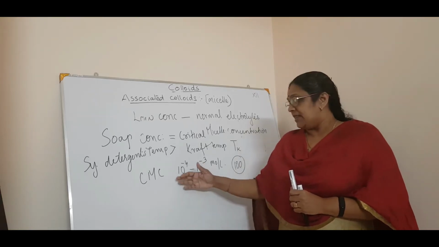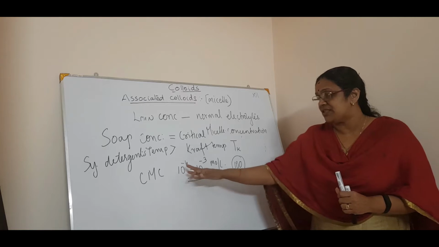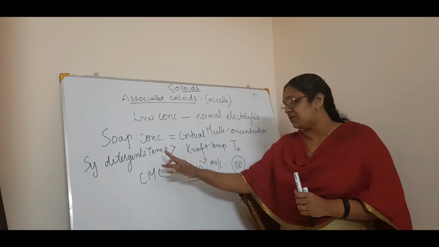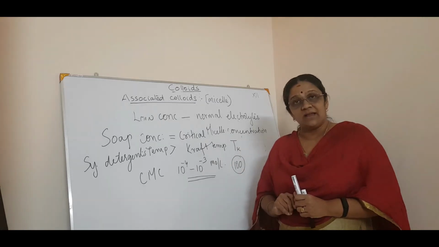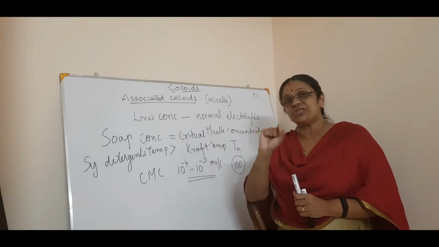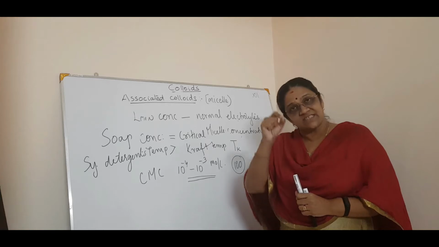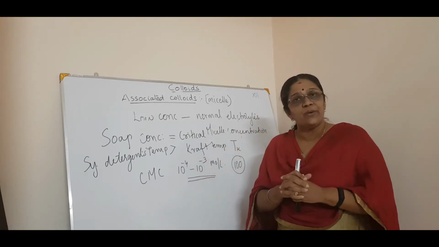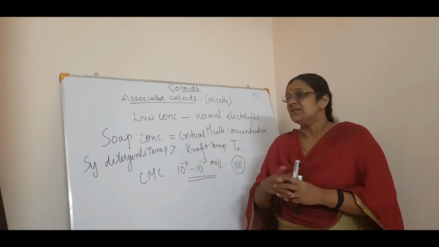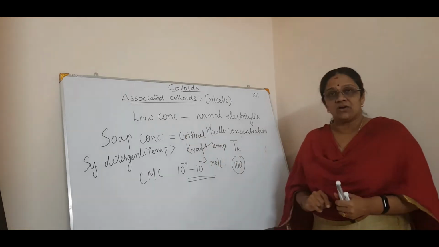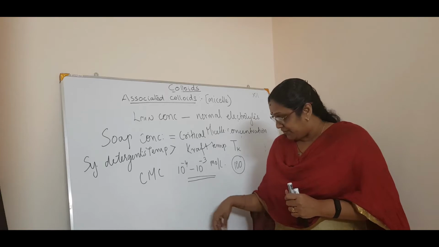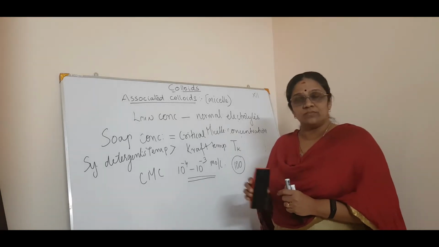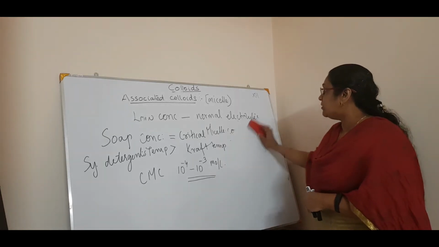Then the critical micelle concentration of soap is 10 raised to minus 4 to 10 raised to minus 3 mole per liter. And again, on dilution, these micelles get destroyed and form the individual ions. So this is about associated colloids. Now we will take one example of an associated colloid, which is soap. Now we will see more about soap.